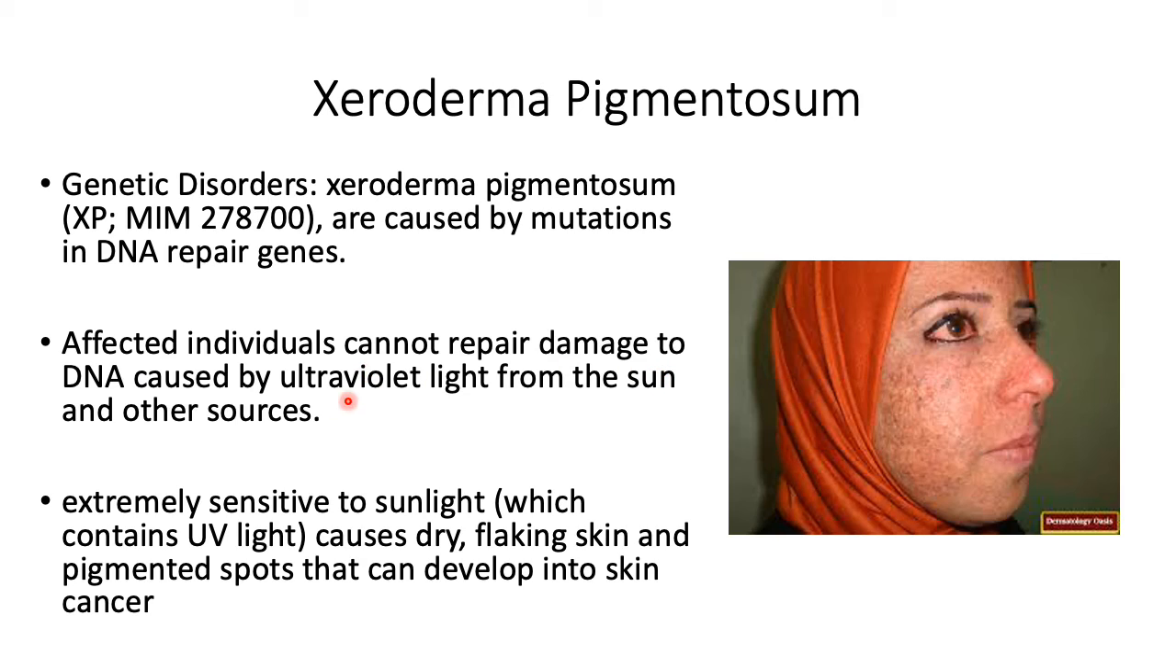cannot be exposed to the sunlight because the sun has very high energy and can basically destroy the DNA. And so we talked about that earlier, how radiation can affect DNA. And so these people are extremely sensitive to sunlight, and they often have dry, flaky skin and pigmented spots that can develop into skin cancer. And so this is an individual affected by xeroderma pigmentosum, and as you can see, she has a lot of spots on her skin.